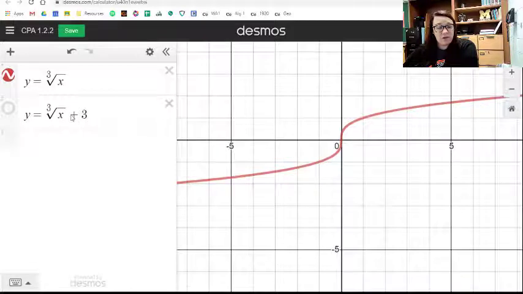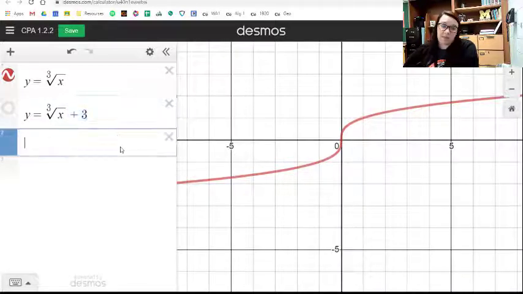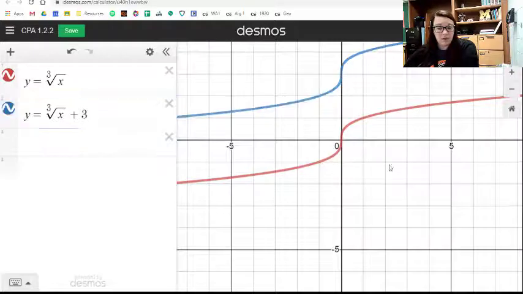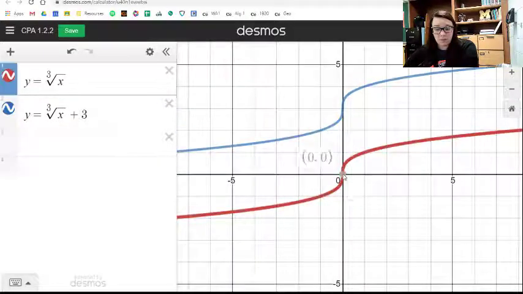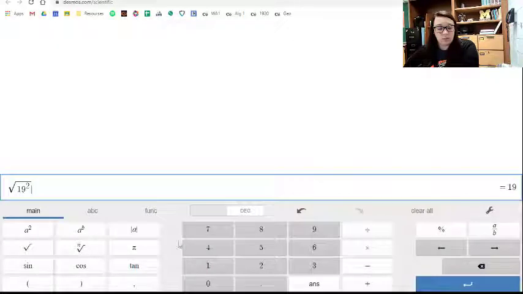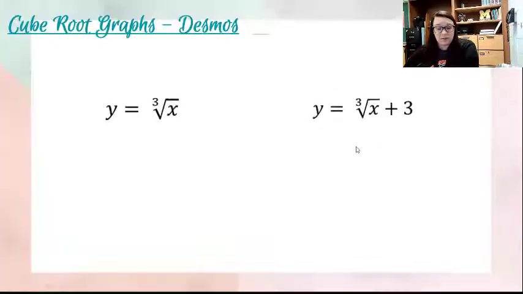And then if I do a plus 3, what do you think is going to happen? Like what happened with all of our square roots when we added something to the outside? It went up. So look at that. It did. There was a point at 0, 0, and now that point is up 3 at 0, 3. All of the points actually just moved up 3. That's something to notice on problems like this: they just moved up.